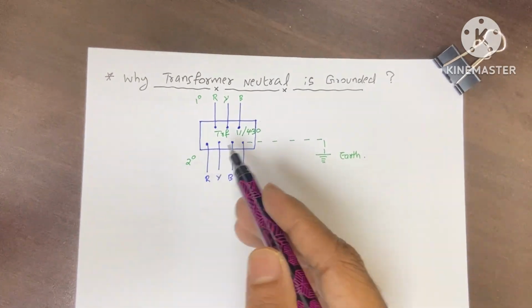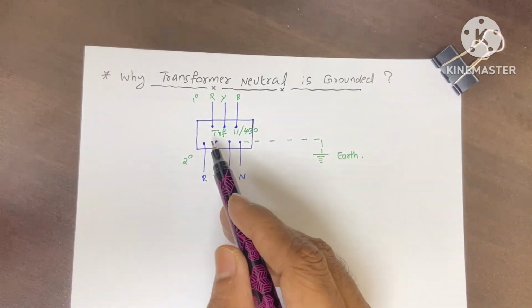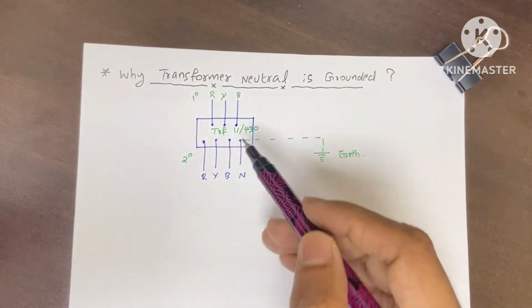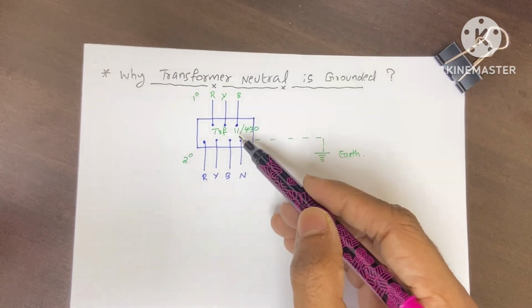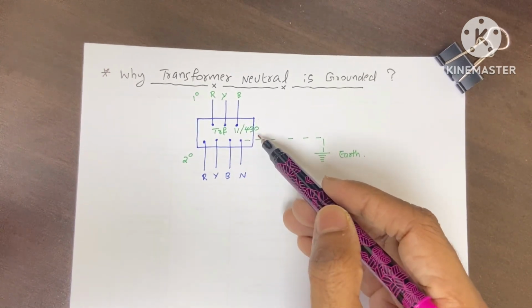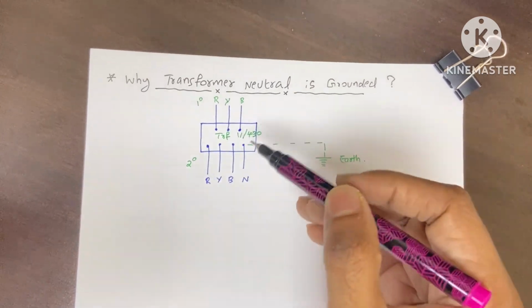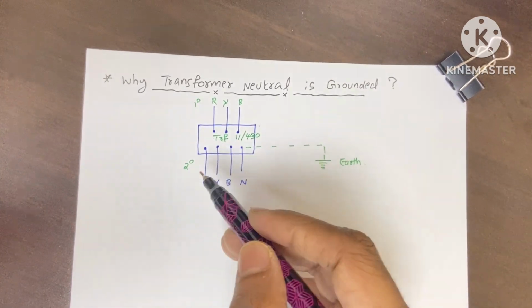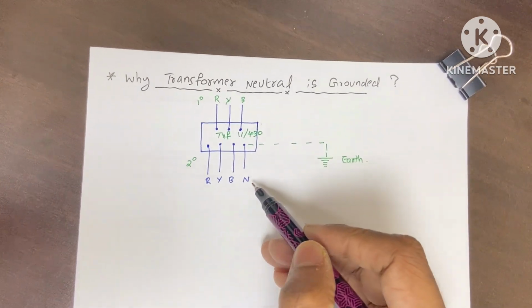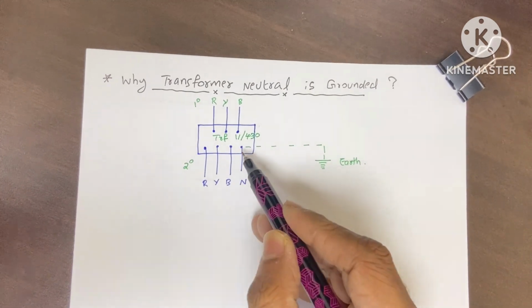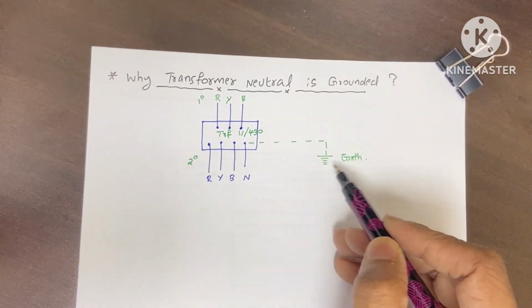We have a transformer, and it is a distribution transformer. This transformer's primary side is 11 kilovolt and the secondary side is 430 volt. The primary side is 3 wire, a delta-star transformer, and the secondary side is R, Y, B and neutral. And this neutral, you know, is always grounded.